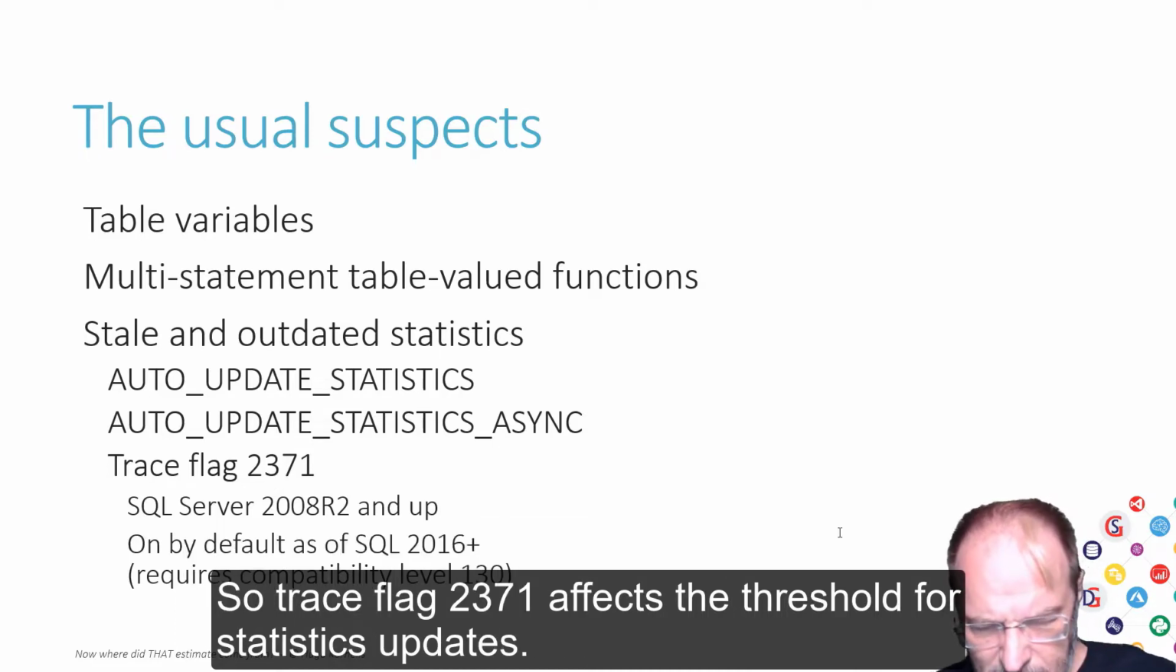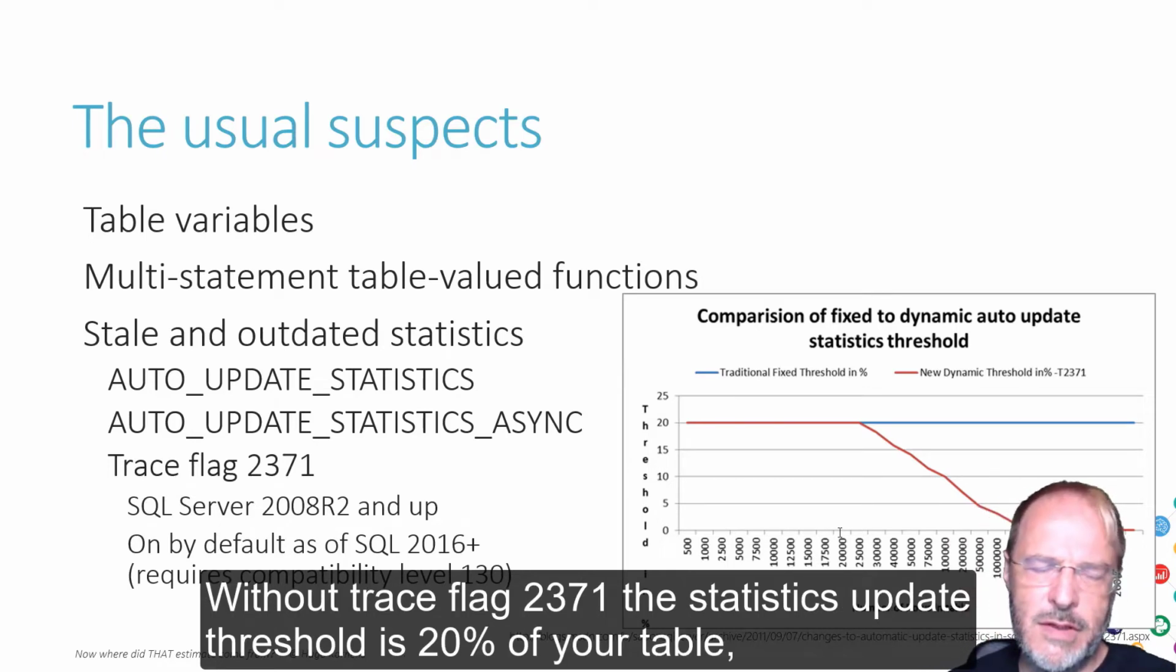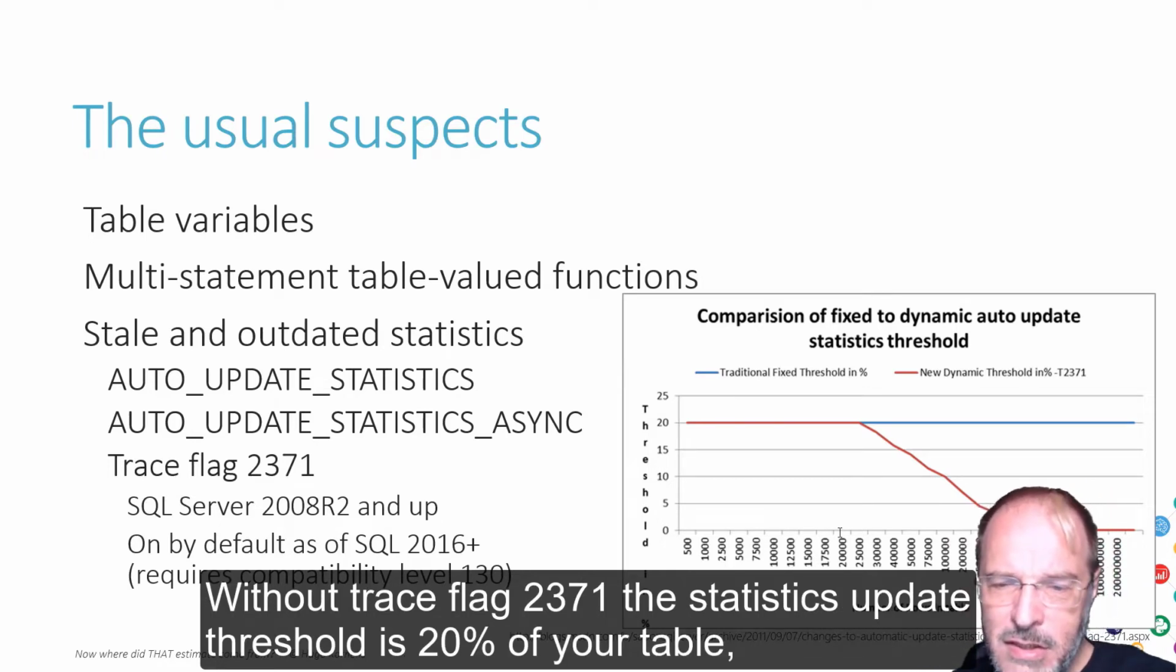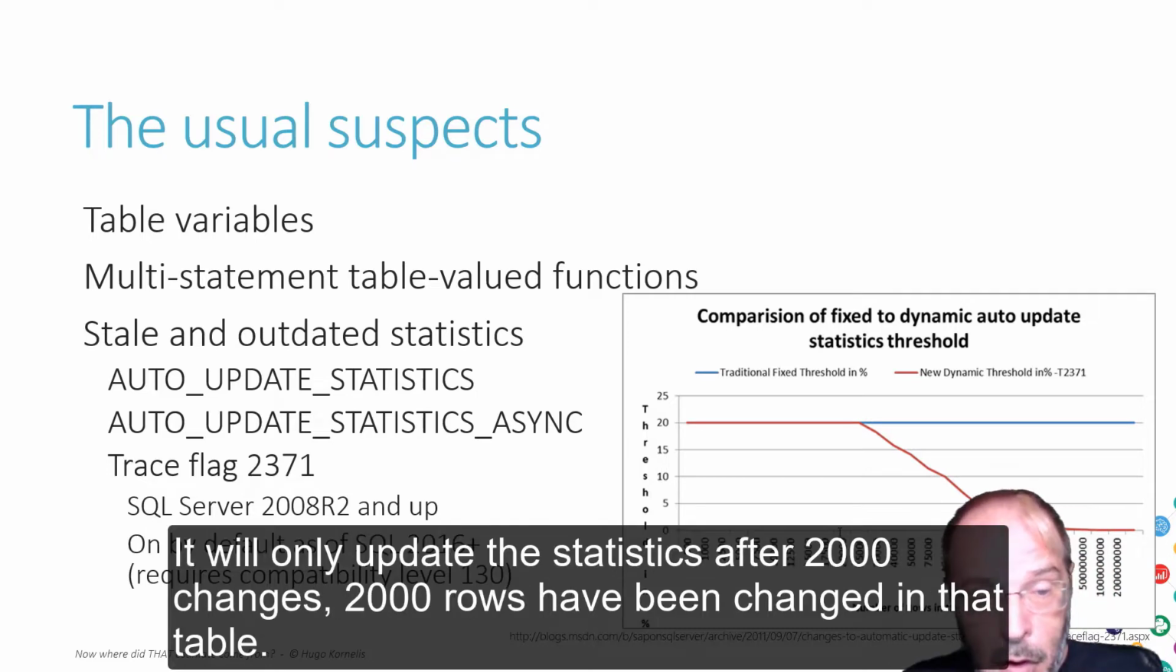So trace flag 2371 affects the threshold for statistics updates. Without trace flag 2371, the threshold is 20% of your table. So if you have a table with 10,000 rows, 20% is 2,000. It will only update the statistics after 2,000 rows have been changed in that table.